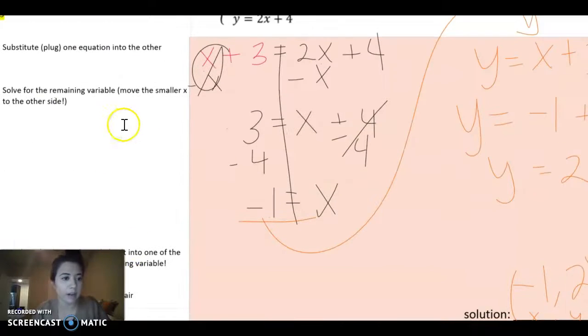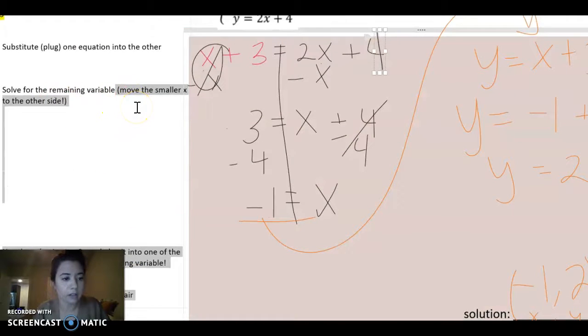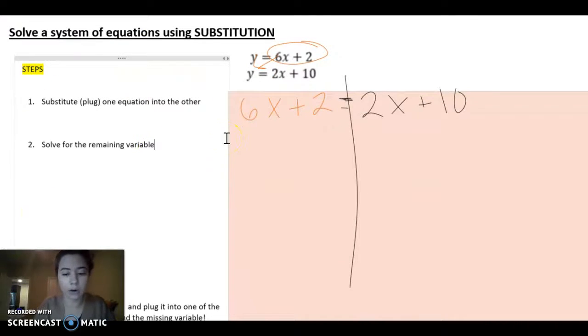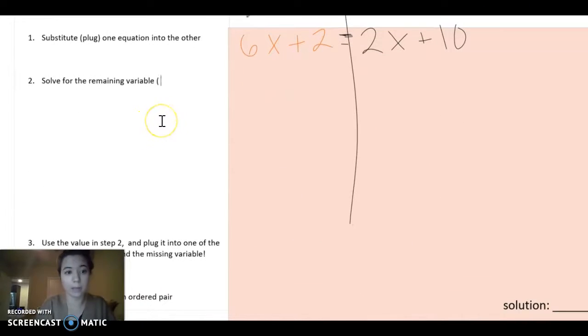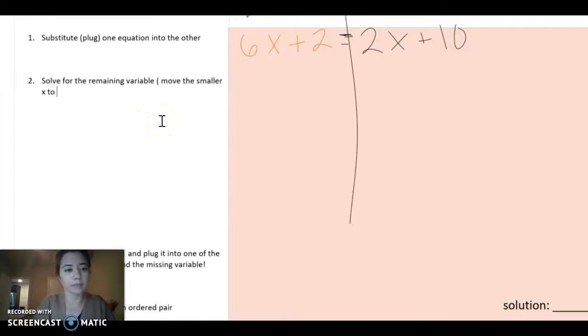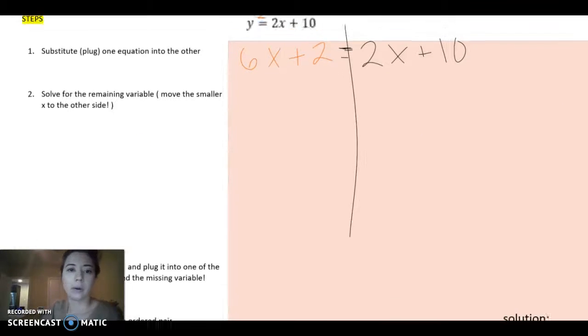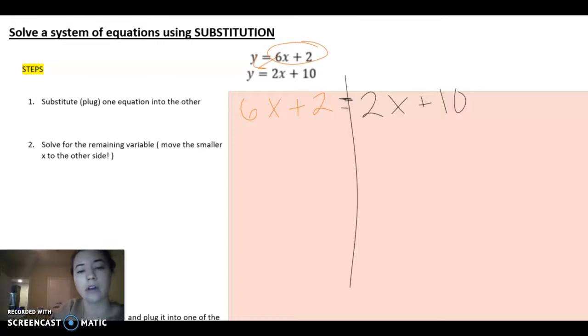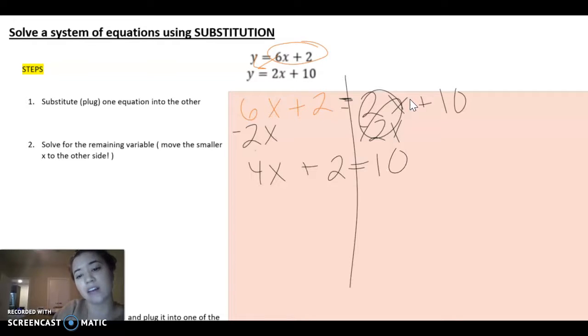Again, I set it up here. Move the smaller x to the other side. You'll have that in your notes. Oh my goodness, I did not mean to do that. I'm just going to retype it. Okay, so we're going to move the smaller x first. We have 6x and 2x. 2x is smaller, so I move a positive 2x by subtracting 2x. 6 minus 2 is 4x plus 2, and that equals 10.